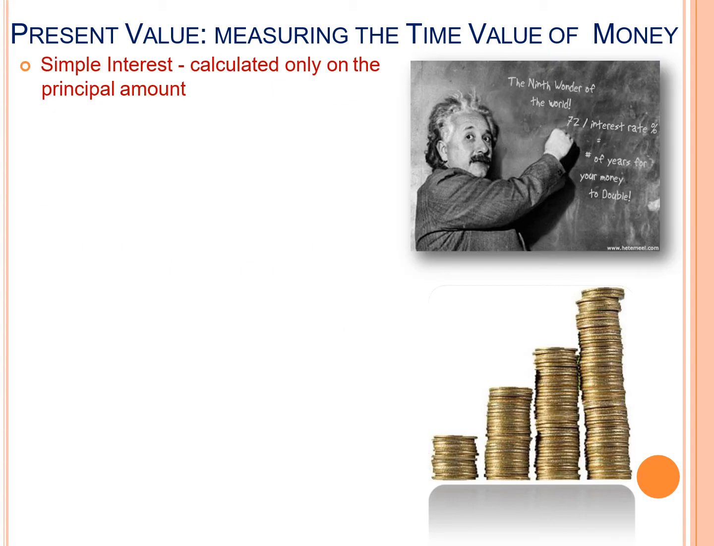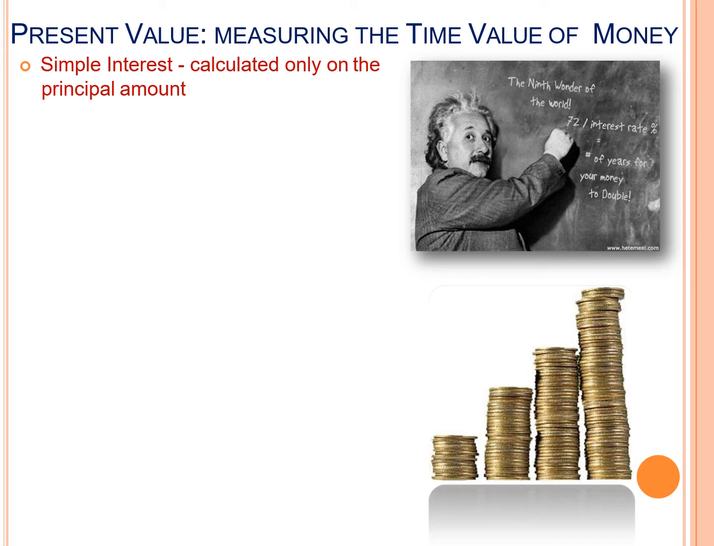Now, there are two different ways to calculate present and future value. One way is by using a simple interest approach. The other is with what's called compounding interest. Now, there aren't very many investments out there in the real world that just use simple interest. Most use compounding interest, but let's real quick talk about simple interest.